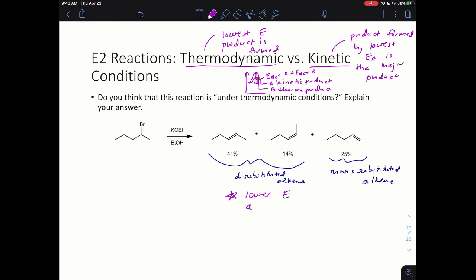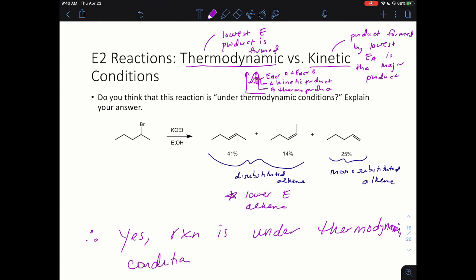But this is the lower energy alkene, and we have more of it. Thus, yes, this reaction is under thermodynamic conditions. We see the lowest energy product form. We still see a mixture, but the major product is the lower energy alkene. And then among the cis and the trans, which one is lower energy? Just to review, the trans is lower energy than the cis, and we do see there is more trans than cis. So that also confirms that the reaction is under thermodynamic conditions.